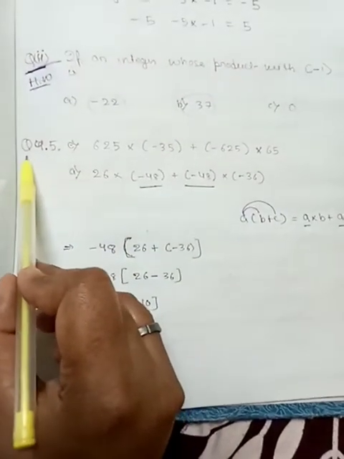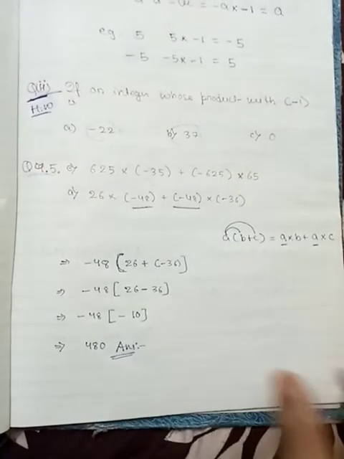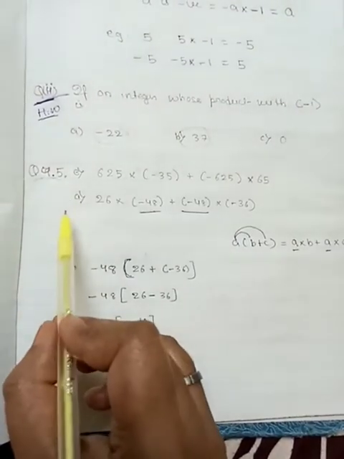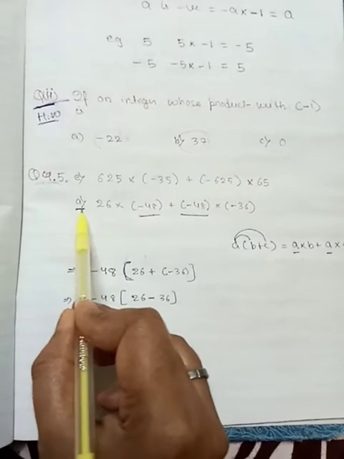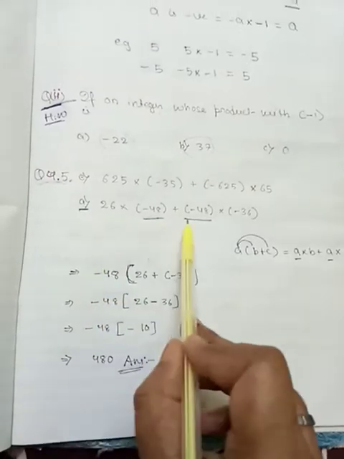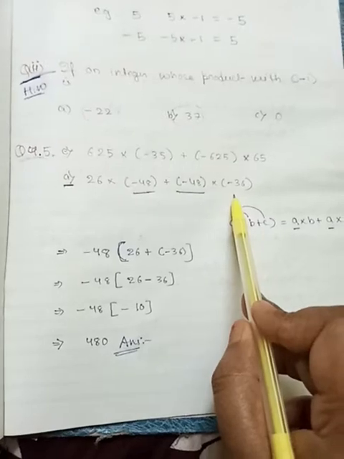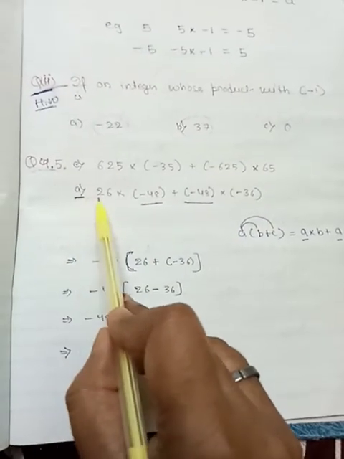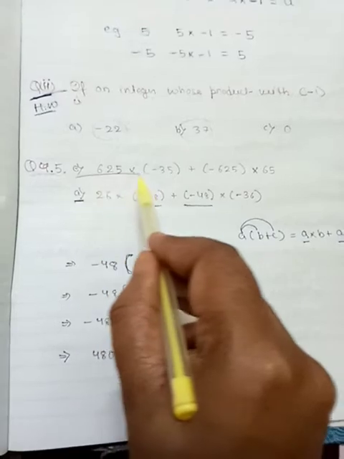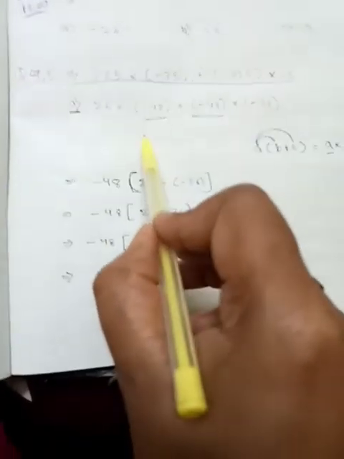So come to question number 5. We have to solve this question. I have taken question number A. What we have to do here? We have to solve these questions with the help of a suitable property. First of all, just see question number A. Just remove this other question.